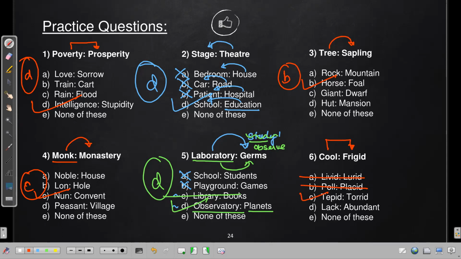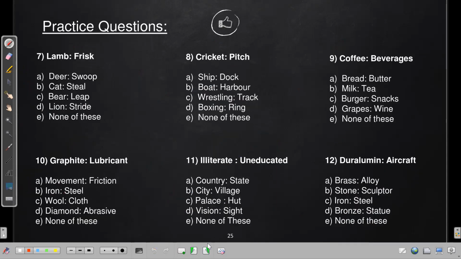Tepid means lukewarm, and torrid means extremely hot. So lukewarm and hot, I think, is a perfect degree. Lack and abundant, antonyms, none of these. So C. Let's move to the next one. I think this was easy. This was animals and their movement. So lambs frisk. So cat is going to steal. Deer jump.